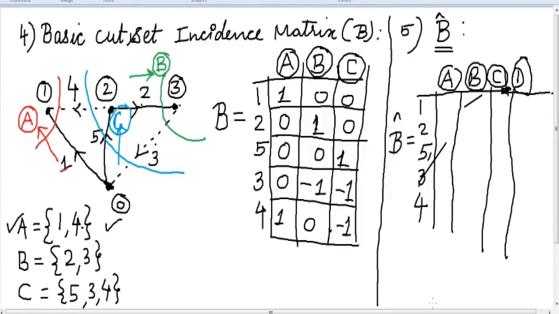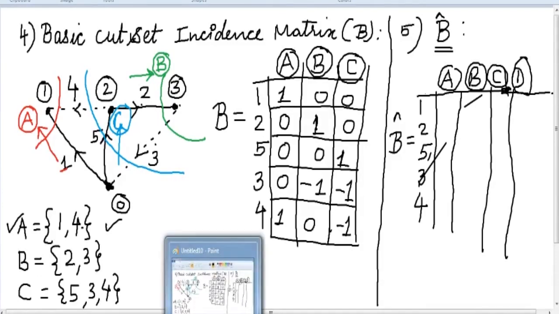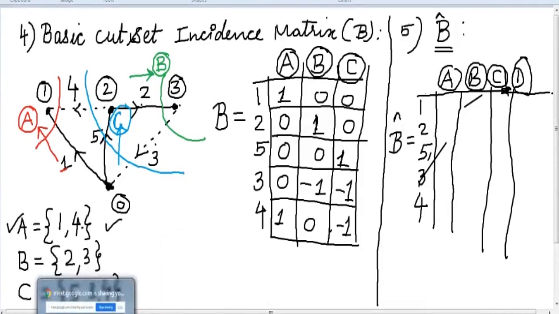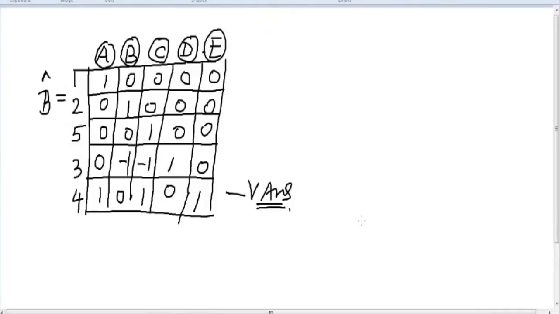Matrices available with us. The other two matrices we have already solved. So let us see the next matrix. This was our augmented cut set incidence matrix. After the augmented cut set incidence matrix, we have the basic loop incidence matrix, right? So we will see the basic loop incidence matrix.